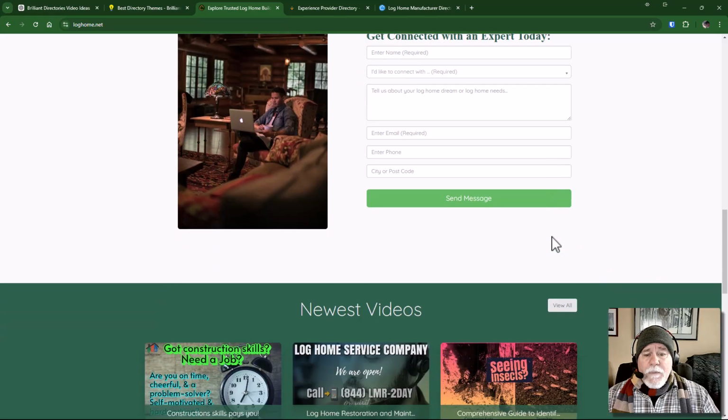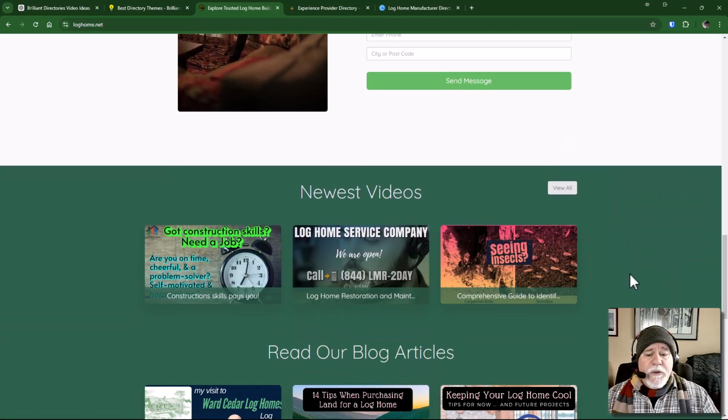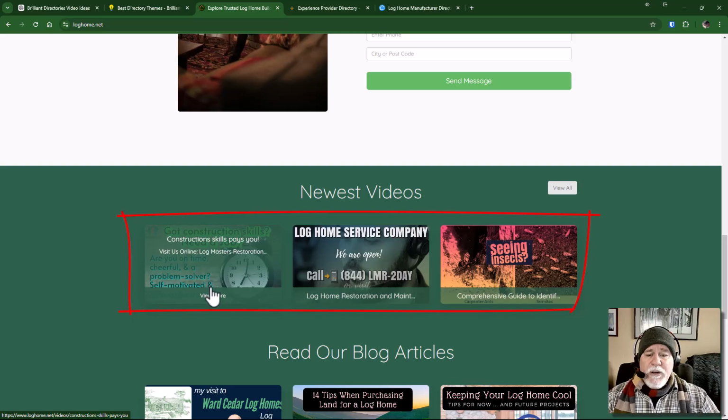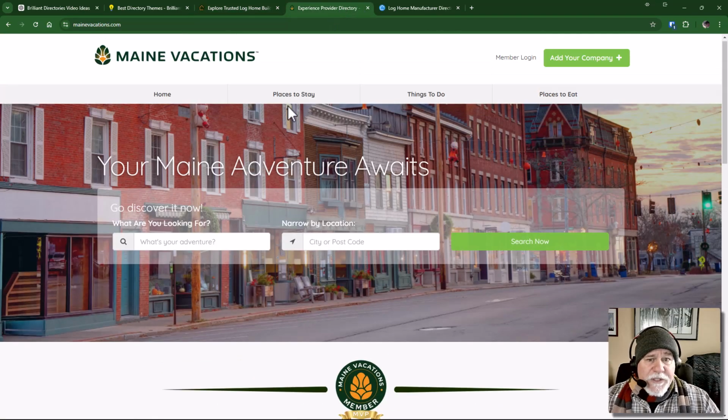We were talking about different levels. These are videos. Each of these videos could be for a specific company on loghome.net, and you can charge extra. The silver level could have 3 videos, and the gold level could have 5 videos. The videos would pop in here, and when someone clicks on them, the information for the company that owns that particular video would be available. So it gives them more visibility on your directory website.